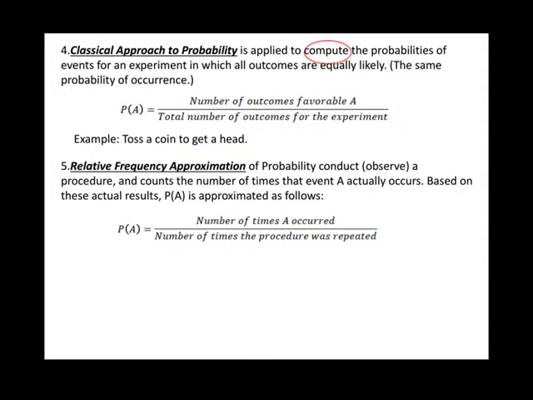Since this is by experiment, if tomorrow I do the same experiment from 1 o'clock to 2 o'clock on the freeway, I may not get exactly the same result. So the difference between the classical approach and relative frequency is this: the classical approach is by calculation, and you will get the same answer no matter how many times you calculate it. But for the relative frequency approximation, you conduct an experiment, so you may get a different answer.